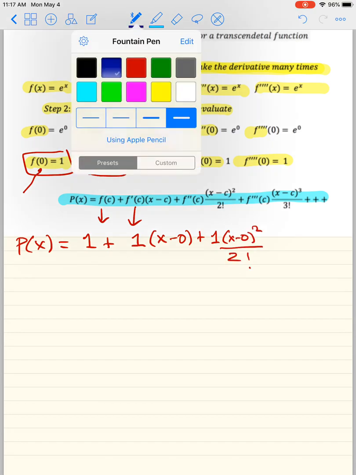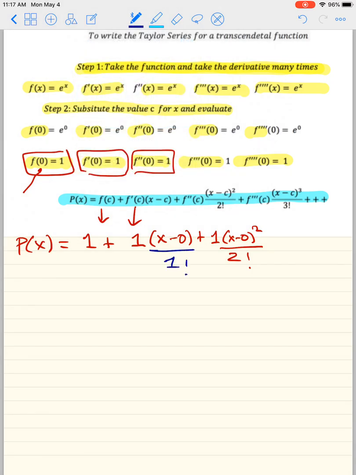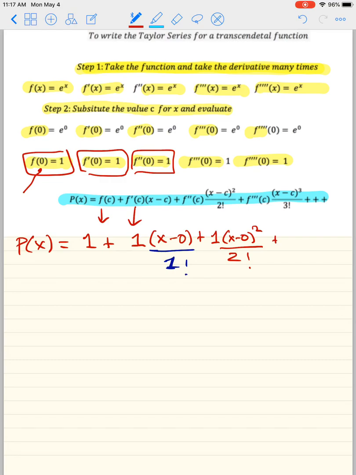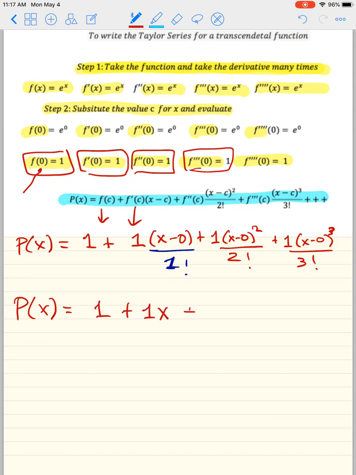Now under here, I just don't put it there because it's just 1, but it's 1 factorial, 2 factorial, and so on. And I hope everybody remembers what 2 factorial is. It's just 2. Plus, then I take the next one, and I go x minus 0 to the third over 3 factorial. That's just 6, okay? Once we finish this and we clean it up, we get 1 plus 1x plus 1x squared over 2 factorial plus 1x to the third over 3 factorial, and we keep going, okay? So this is the polynomial function for e to the x.